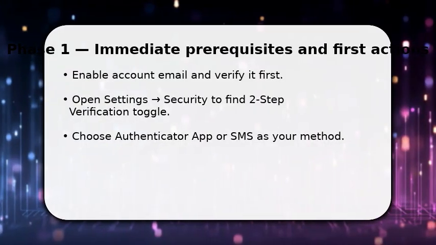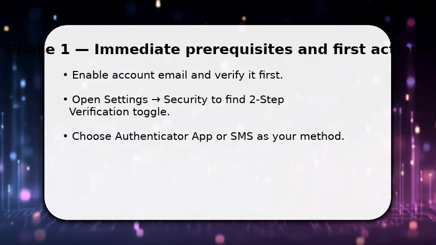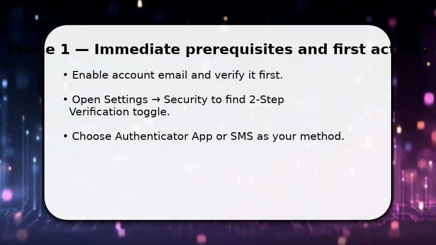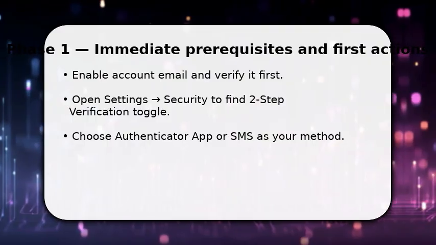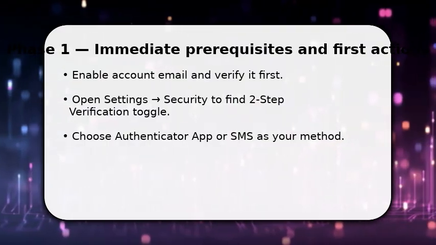You begin by confirming your account email. This is necessary. Once done, go straight to Settings and choose Security. Toggle on two-step verification and pick an authentication method, Authenticator app or SMS.